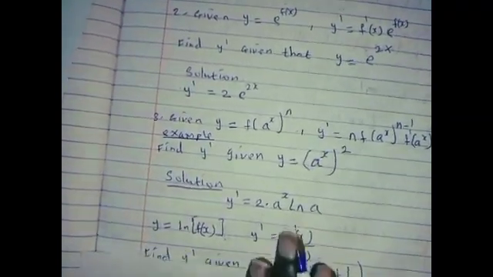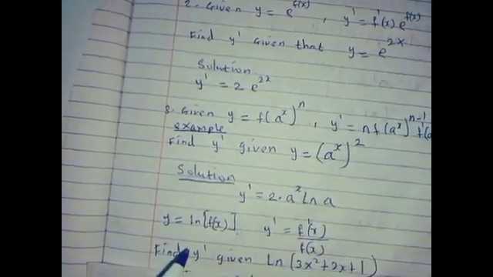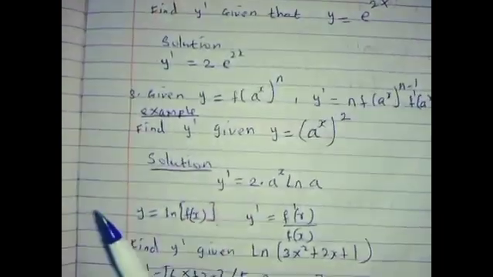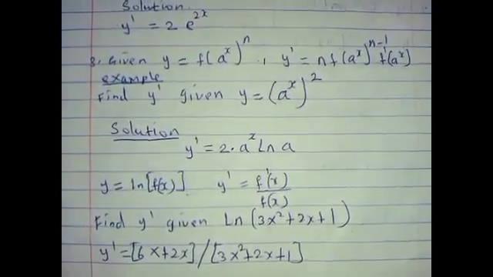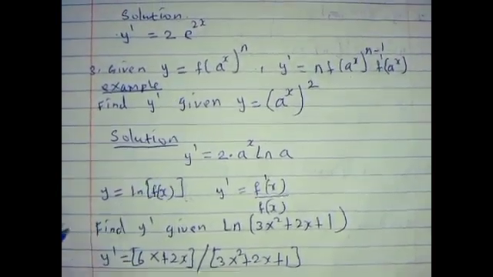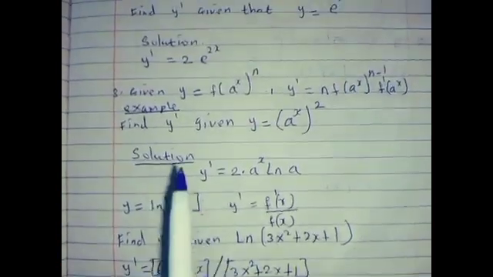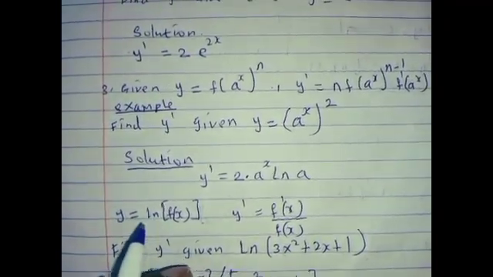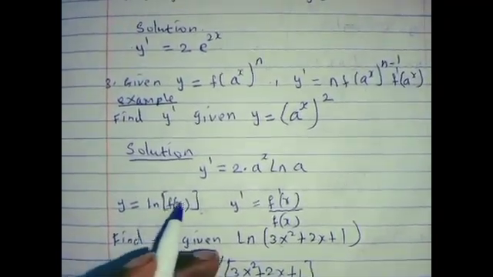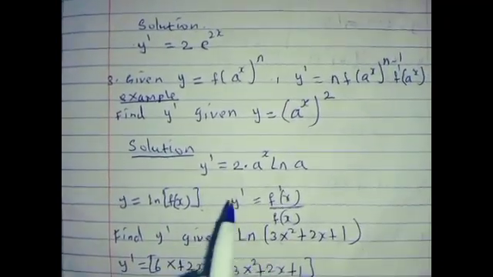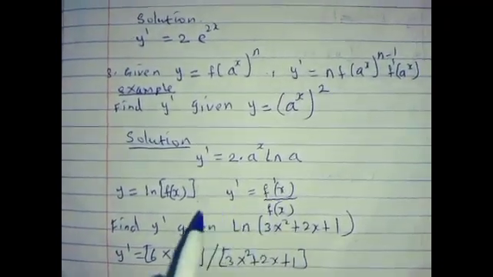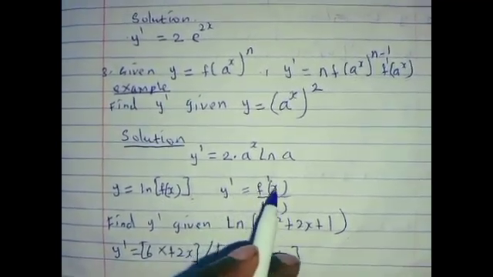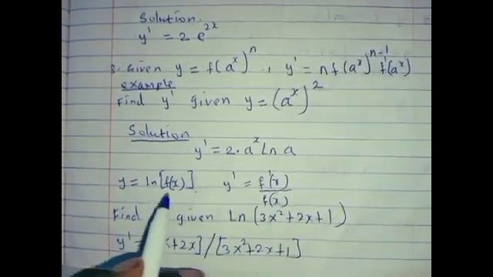As simple as that. Another part which we are going to consider today and right now is where you are given a function y is equal to natural logarithm of f of x. To differentiate that, you differentiate the function under the bracket, which is f prime of x, and you divide by whatever is in the bracket.